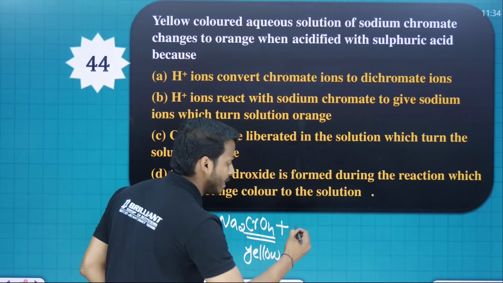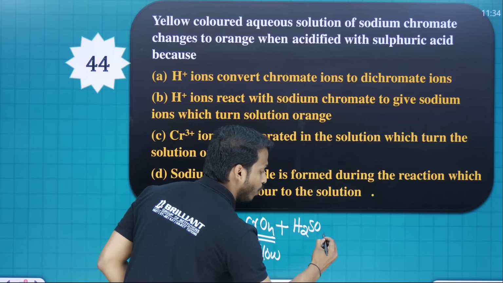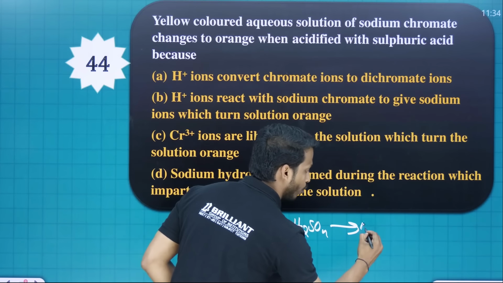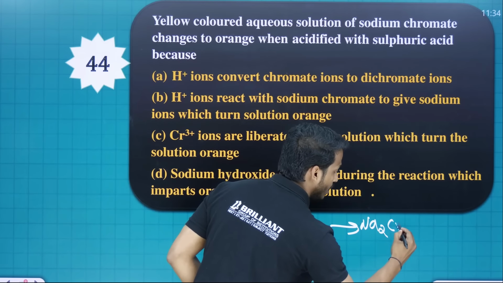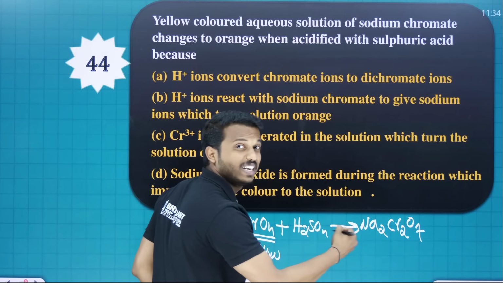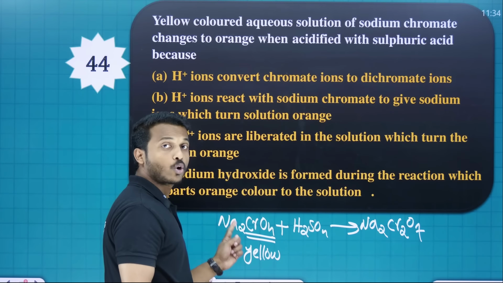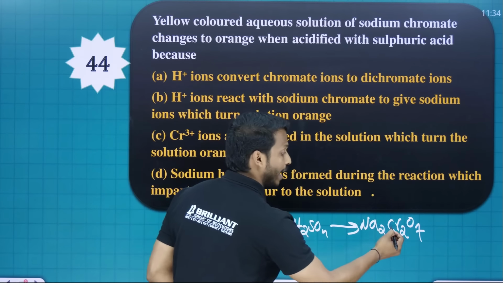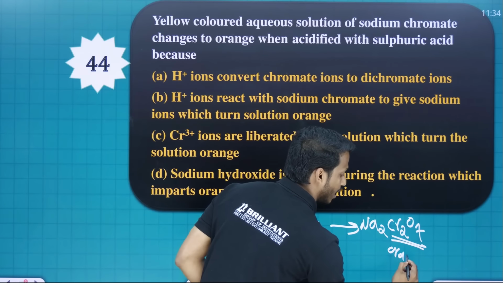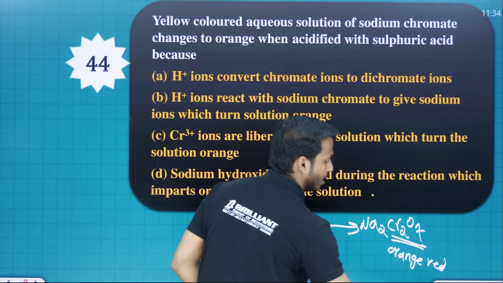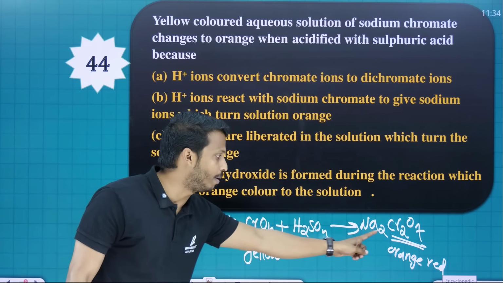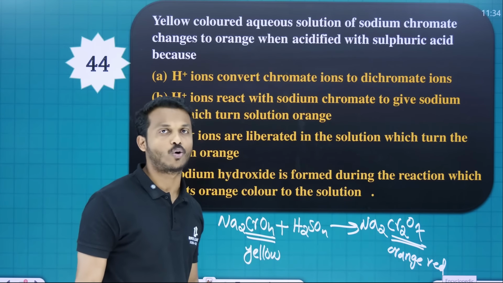This chromate we will acidify in the second step with sulfuric acid. With sulfuric acid, the Na2CrO4 becomes Na2Cr2O7, sodium dichromate. Sodium chromate on acidification becomes what? Sodium dichromate. And dichromate is what? Orange red in color. So chromate in acidic medium becomes what? Dichromate, that is orange red.